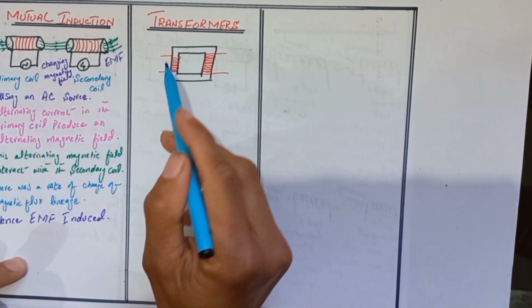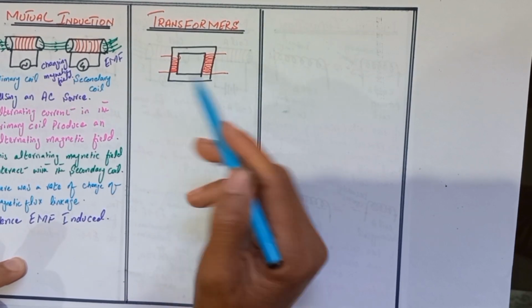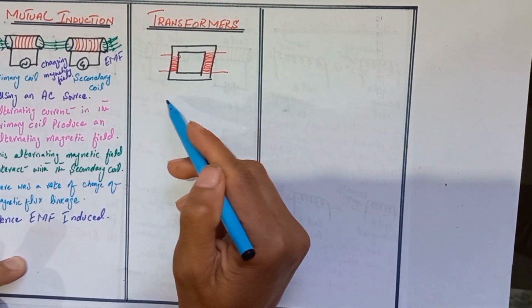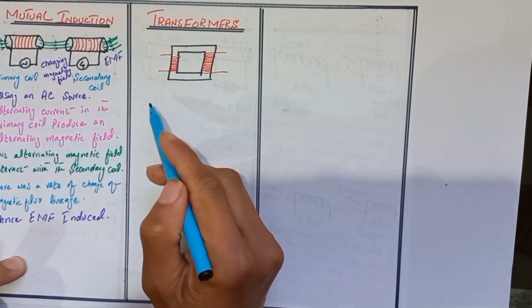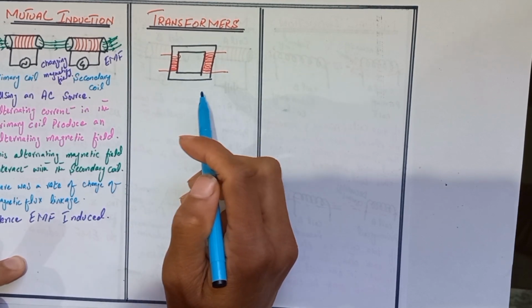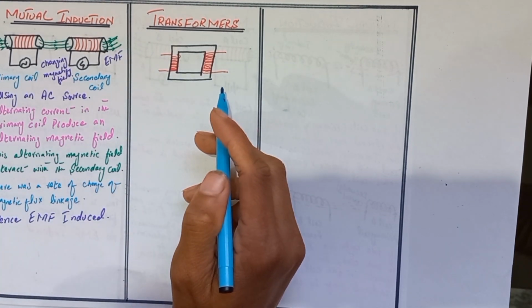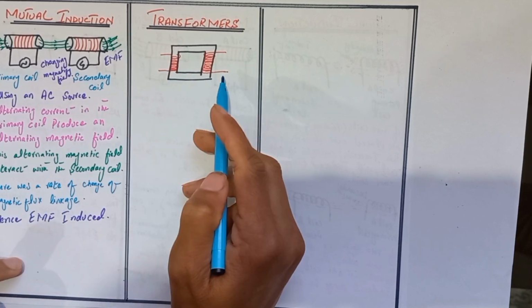What is a transformer? A transformer is an electrical device that is basically used to step up and step down voltage. In simple words, we increase or decrease the voltage without changing the frequency of the current or voltage. We can increase or decrease the voltage.